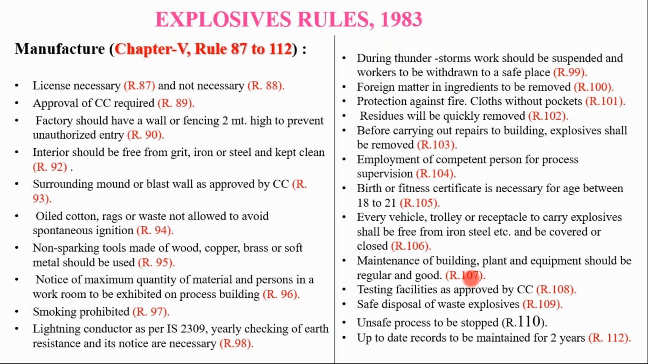Then 107 is related to the maintenance of building, plant and equipment, which should be regular and good. So we have to maintain all these facilities in the factory. 108 is related to testing facilities as approved by the CC. We have already discussed all the testings prescribed by the Chief Controller of Explosives, and whatever necessary testings should be conducted, and if any other testings are recommended by the controller, then we have to conduct them. 109 is related to the safe disposal of waste explosive.